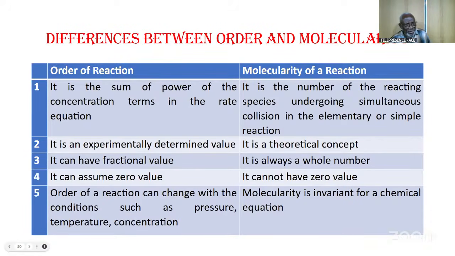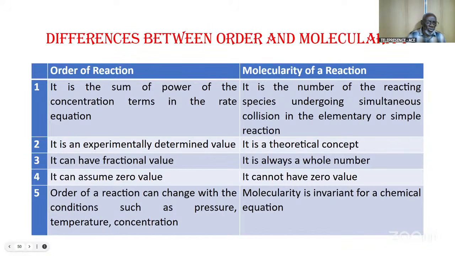Number 2 difference: order of reaction is an experimentally determined value. But molecularity is a theoretical concept. So once we can balance the equation, we can know the molecularity. How many molecules of A are reacting with how many molecules of B? So it's a theoretical concept. We can always do that.